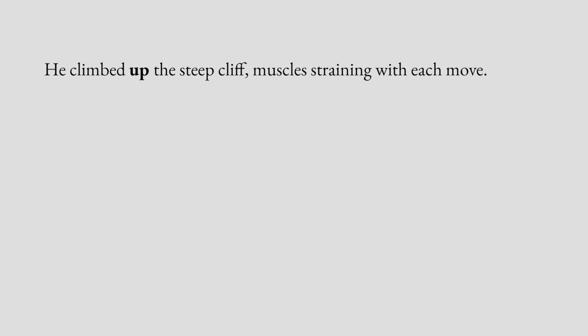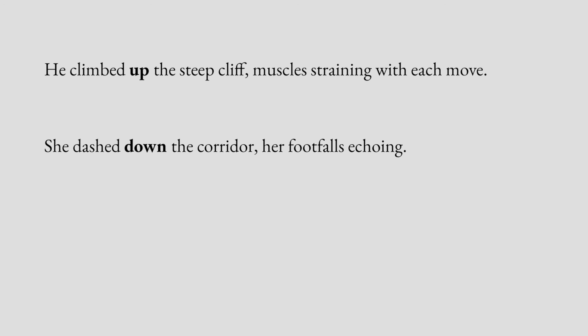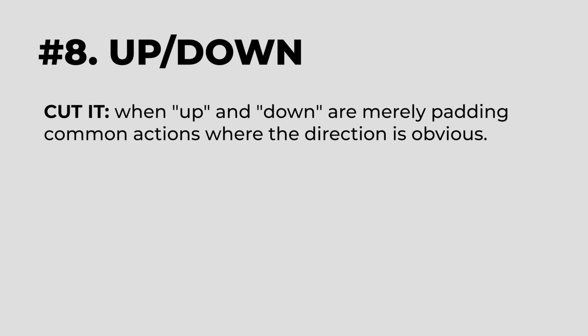However, there are instances where up and down are important for clarity as far as what direction things are moving in when it's not already clear. He climbed up the steep cliff, muscles straining with each move. Or she dashed down the corridor, her footfalls echoing. In these examples, up and down are essential for conveying the direction of where these characters are moving. So, rule of thumb, cut it when up and down are merely padding common actions where the direction is obvious.